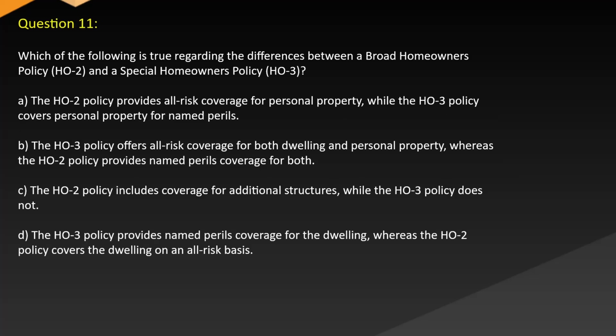Question 11. Which of the following is true regarding the differences between a broad homeowners policy HO2 and a special homeowners policy HO3? A. The HO2 policy provides all-risk coverage for personal property, while the HO3 policy covers personal property for named perils. B. The HO3 policy offers all-risk coverage for both dwelling and personal property, whereas the HO2 policy provides named perils coverage for both. C. The HO2 policy includes coverage for additional structures, while the HO3 policy does not. D. The HO3 policy provides named perils coverage for the dwelling, whereas the HO2 policy covers the dwelling on an all-risk basis.